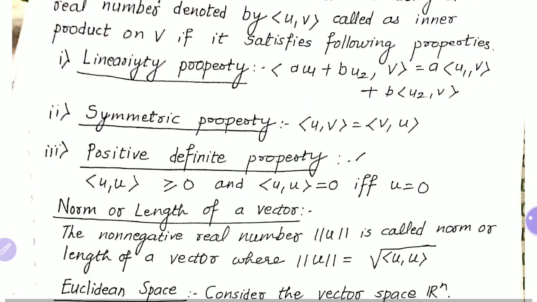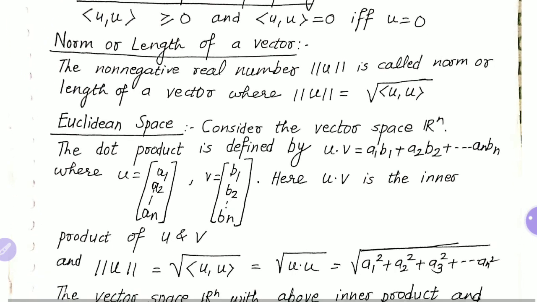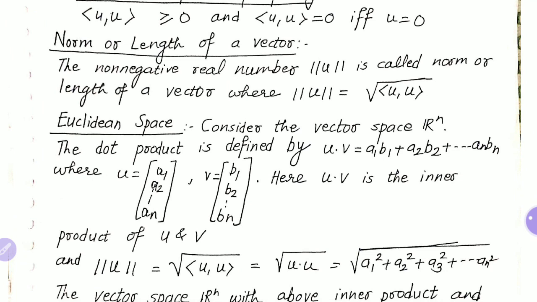Now the next definition is the norm or length of a vector. The non-negative real number denoted by this symbol is called the norm of u, or the length of a vector u, where the norm of u is the square root of the inner product <u, u>. So for a given vector, you calculate the inner product <u, u> and take the square root, and you will get the length of that vector or norm of that vector.